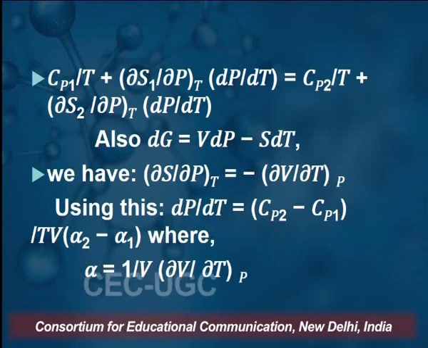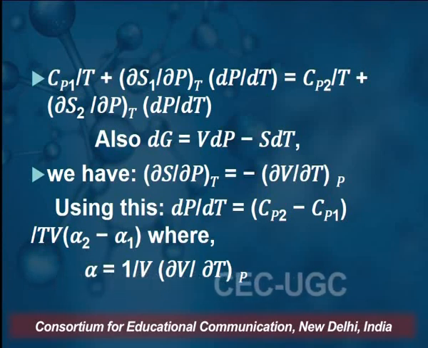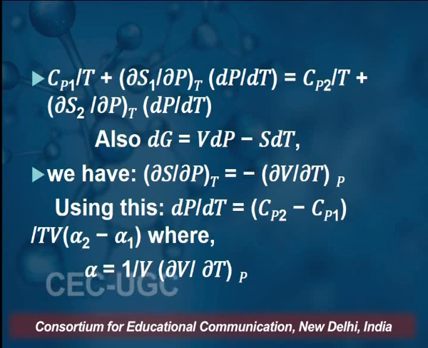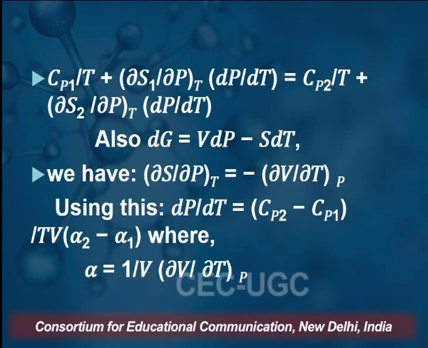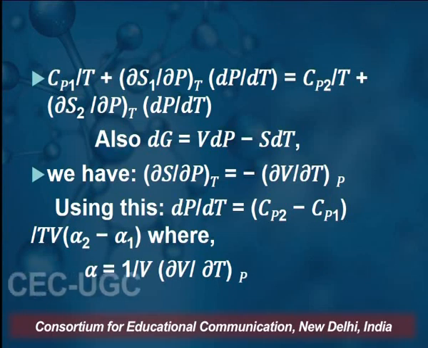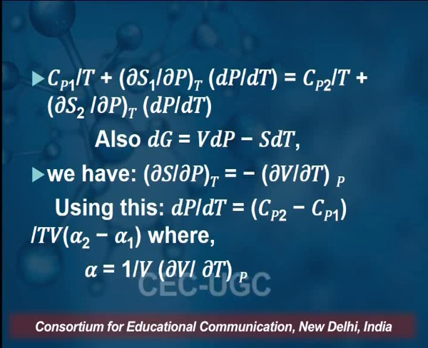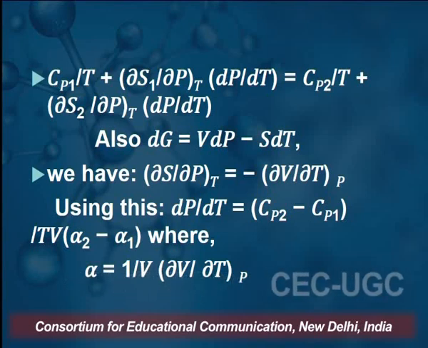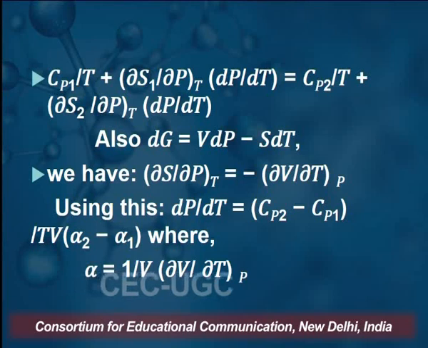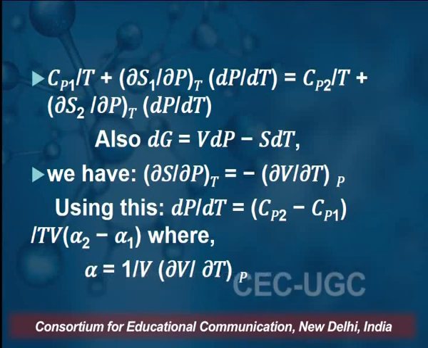So, alpha is the coefficient of volume expansion, and please appreciate that what we have done is we have simply rearranged the first equation on this slide and we have used the definition of alpha in this. We have also used the Maxwell's relation because instead of delta S by delta P, we can now write delta V by delta T, which is nothing but alpha into V. This equation is the first Ehrenfest equation.